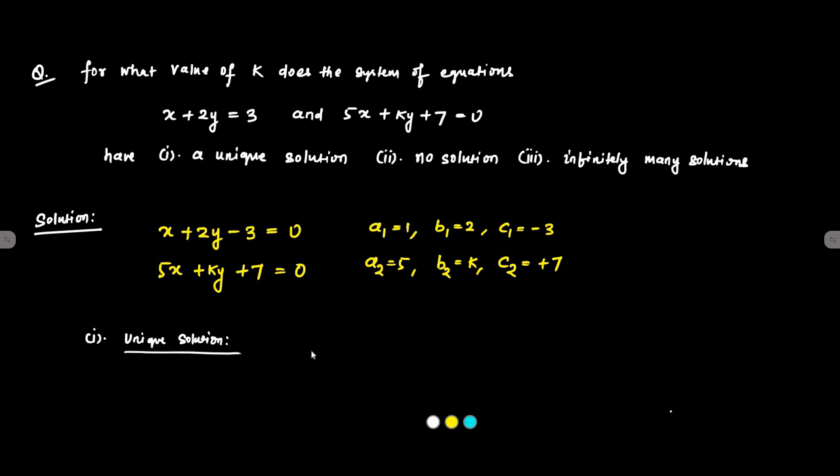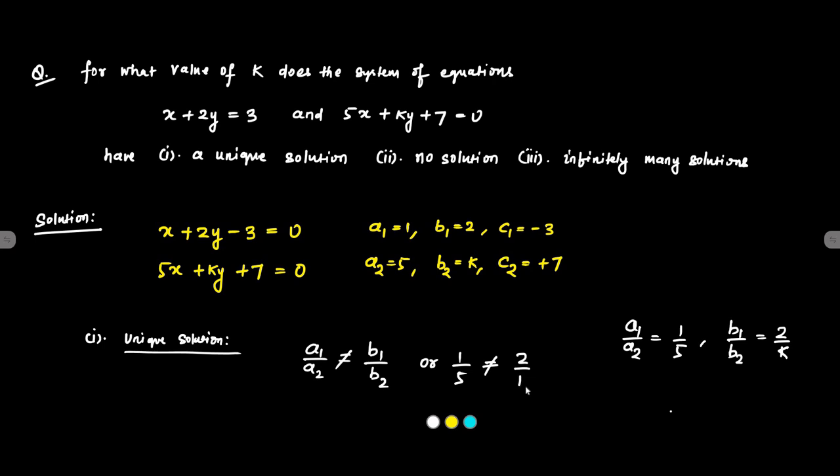So for a unique solution, the condition is a1 by a2 should not be equal to b1 by b2. Here a1 by a2 is equal to 1 by 5, b1 by b2 is equal to 2 by k. So as per this condition, 1 by 5 should not be equal to 2 by k, or k, cross multiplying, should not be equal to 10.